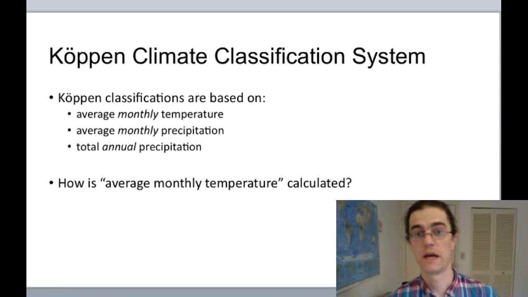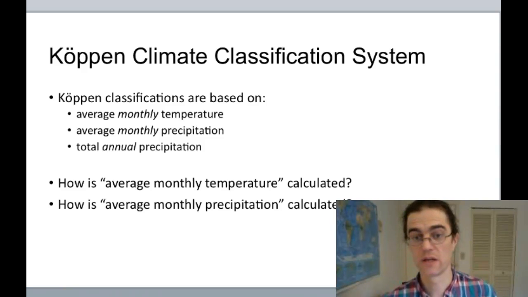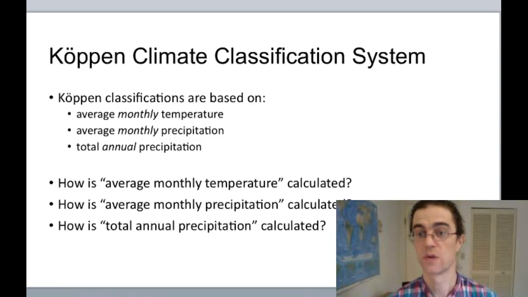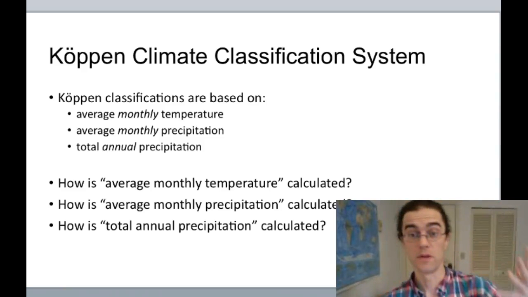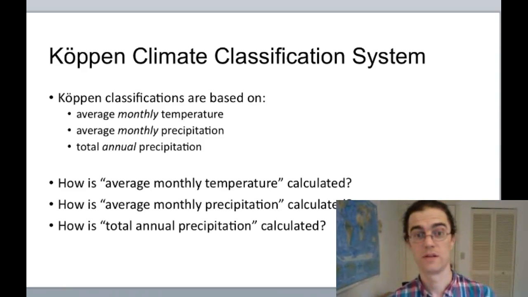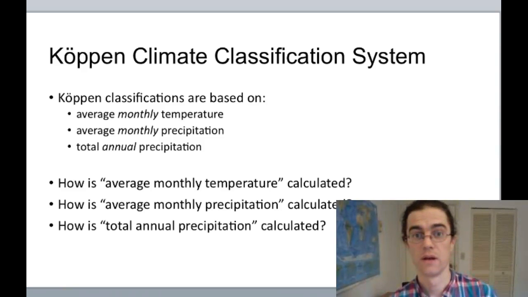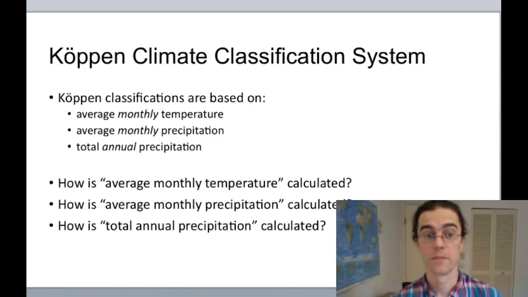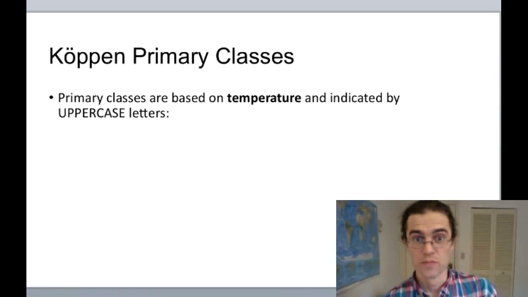So how is average monthly temperature calculated? How is average monthly precipitation calculated? How is total annual precipitation calculated? Okay, as critical thinkers and students with our geography hats on, myself included, for life, these are types of questions that we can imagine when we're told that it's based upon three variables. Anything, right? What, why, when, how, where.